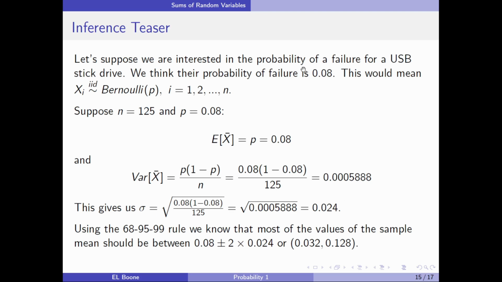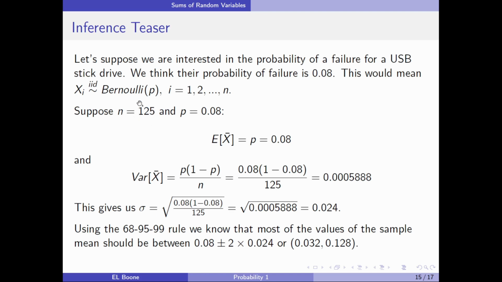Let's suppose we're interested in the failure of a USB stick drive, okay? Maybe we think that for a particular brand, the failure is about 8%. This would mean that Xi are Bernoulli, right? Each one is either going to fail or it's not, and once it's failed, it's done, right? You can't reuse it. And we're going to assume that they're all independent from each other and identically distributed.